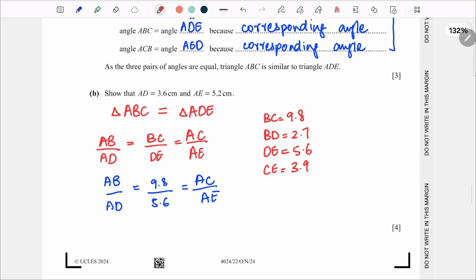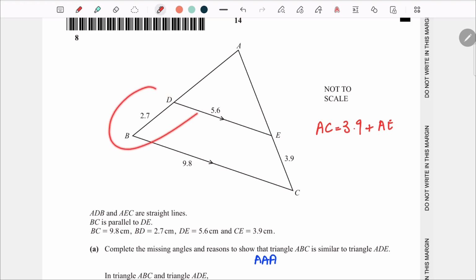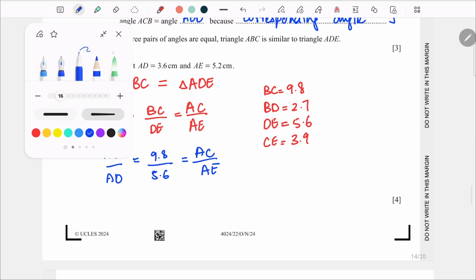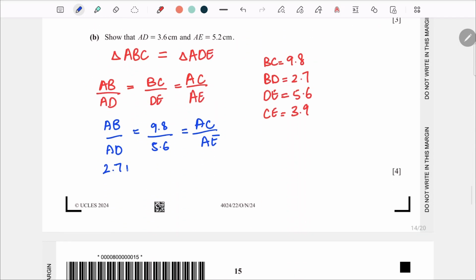Now if I look at the triangle carefully, I can say that AC is equal to 3.9 plus AE, and similarly on the other side I can say that AB is equal to 2.7 plus AD. So AB can be substituted by 2.7 plus AD over AD is equal to 9.8 over 5.6.